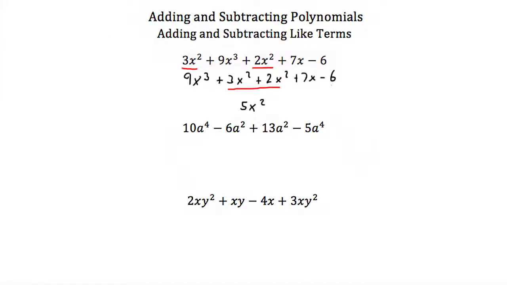Now my other terms don't have any like terms, so they just get carried down. So my final answer will be 9x cubed plus 5x squared plus 7x minus 6.